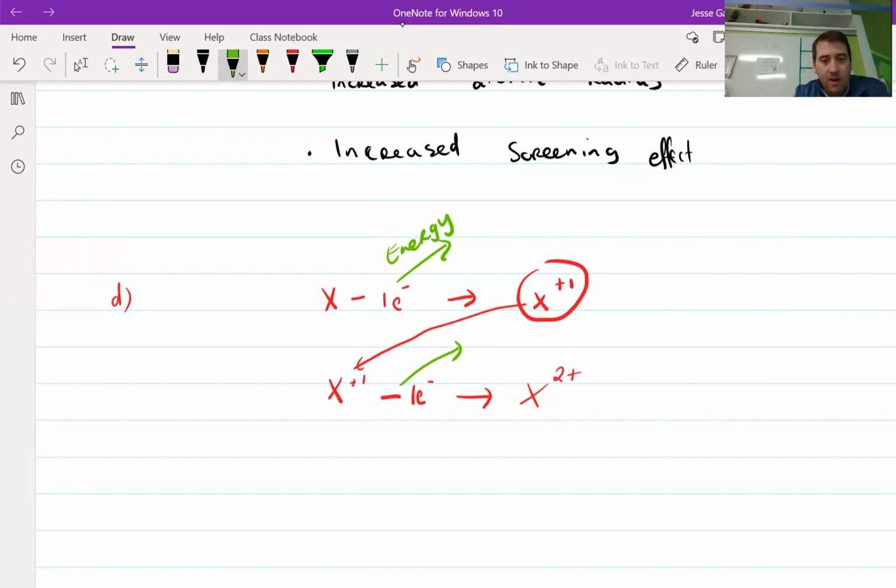What you need to do is think about what you are removing it from. In the first ionization, you're taking it away from a neutral atom where the number of electrons and protons are the same. In the second example, you're taking it away from a positive ion, which is more positive than this was. Overall, it's got a higher net positive charge.